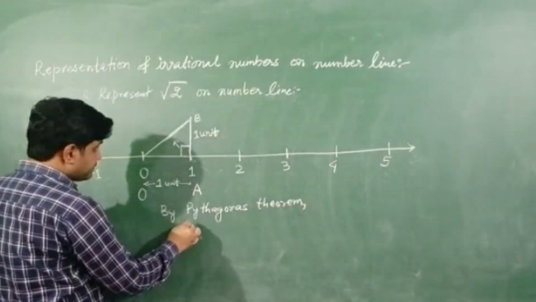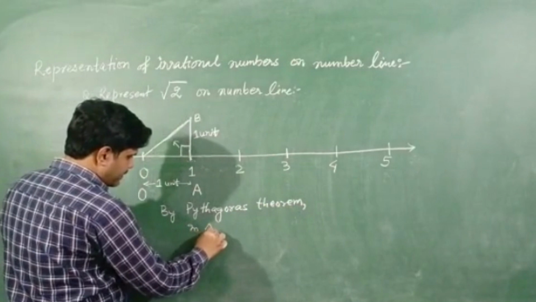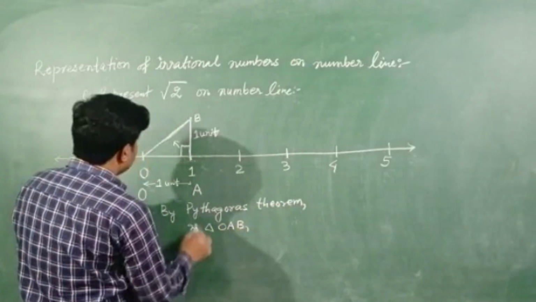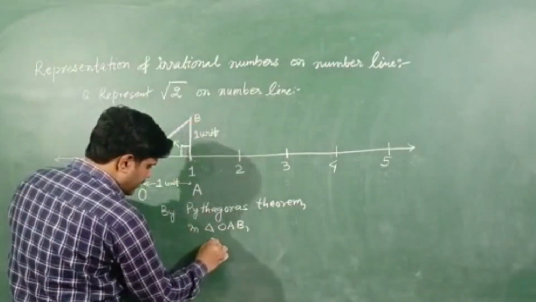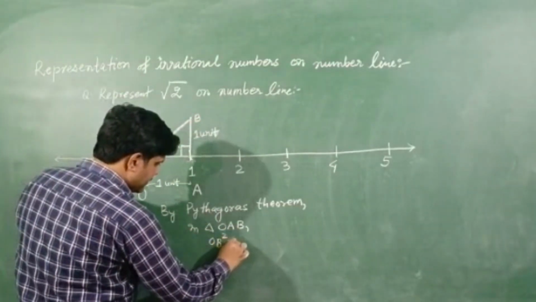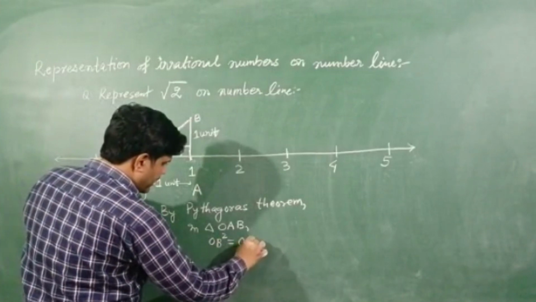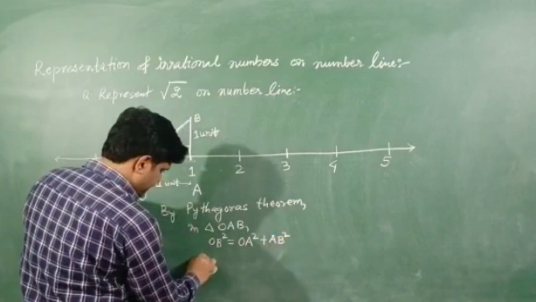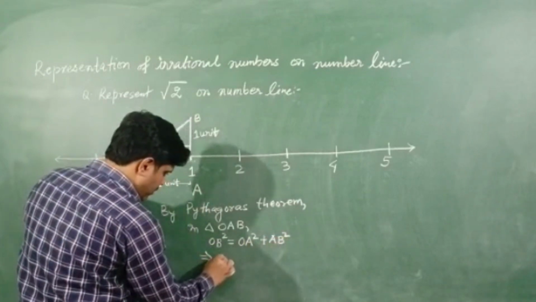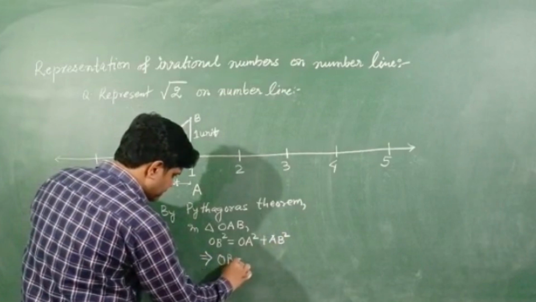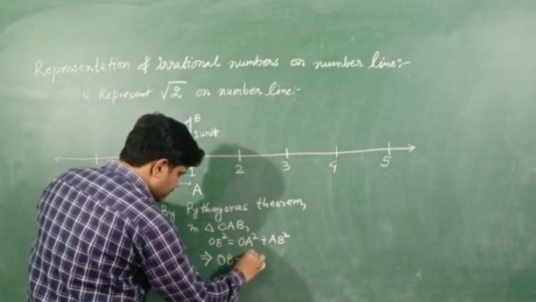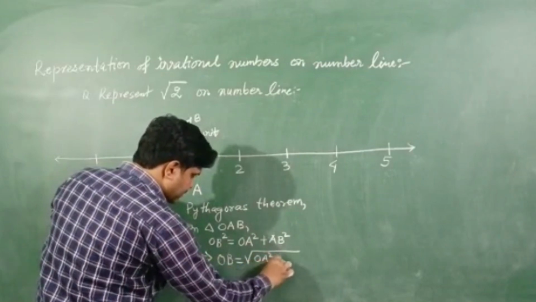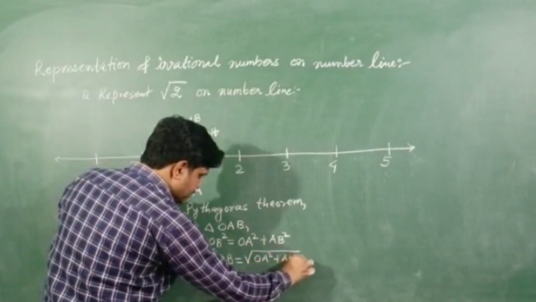we can write in triangle OAB, the hypotenuse OB squared is equals to OA squared plus AB squared. Now we have OB equals to the square root of OA squared plus AB squared.